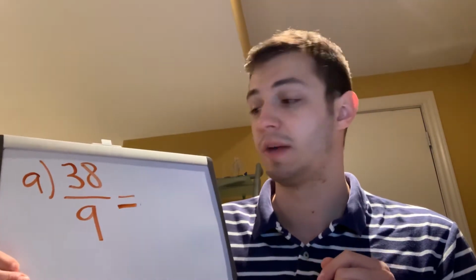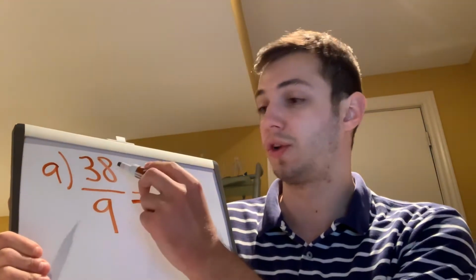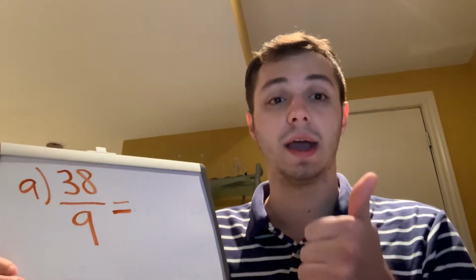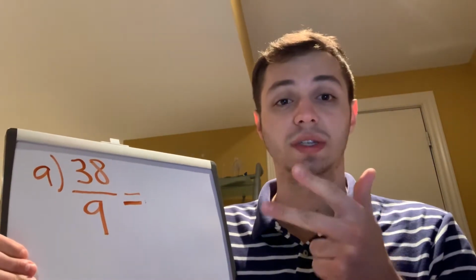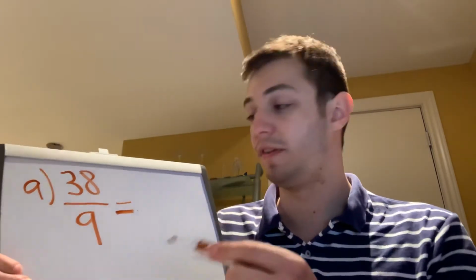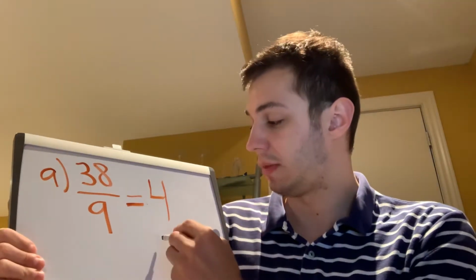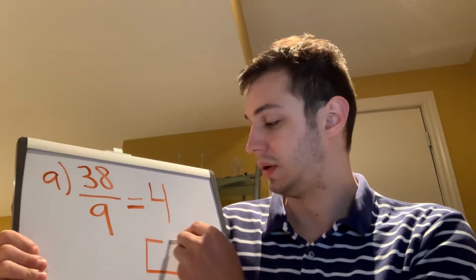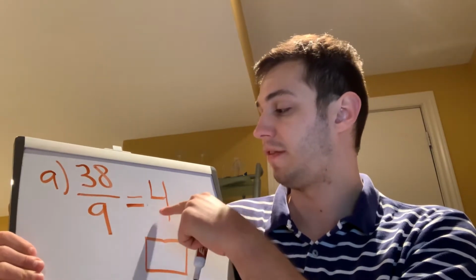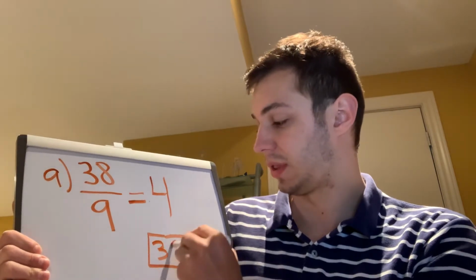So our first step is to figure out how many times can 9 go into 38. So we can skip count by 9s. 9, 18, 27, 36. Right? So we know that our whole number will be 4. So right here, I'm just going to write a little box. And I'm going to multiply these two numbers. 9 multiplied by 4 will give me 36. So I'll put 36 right there.